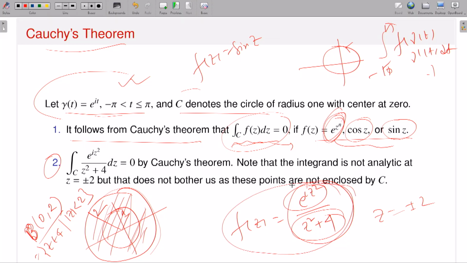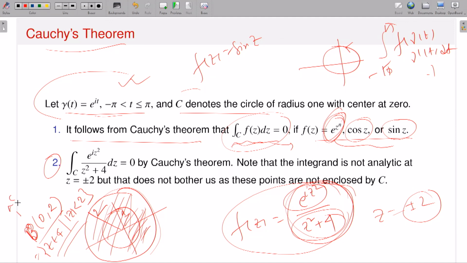This function is analytic because it has singularities at plus or minus 2, but I am considering the open disk. That means I am not considering the boundary part. That means here the points plus or minus 2 are not there. So there my function is analytic. And what kind of domain? If you remember, an open disk with some center and some radius is always a simply connected domain. So this domain is simply connected. In this domain my function is analytic, and the unit circle of radius 1 sitting inside is a simple closed contour.